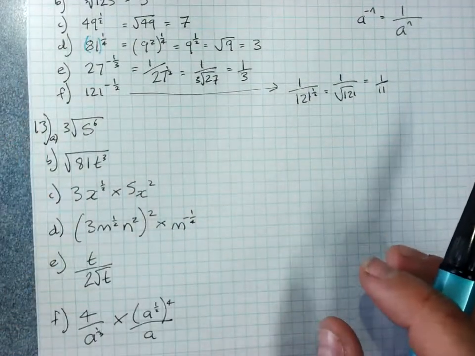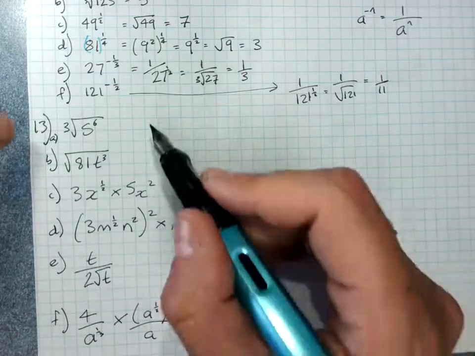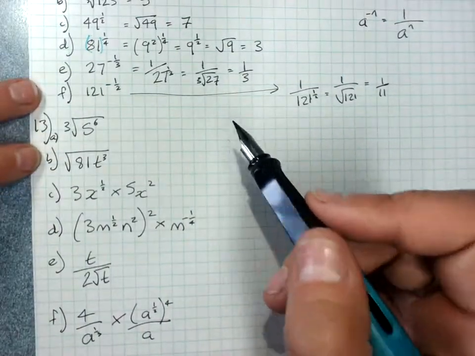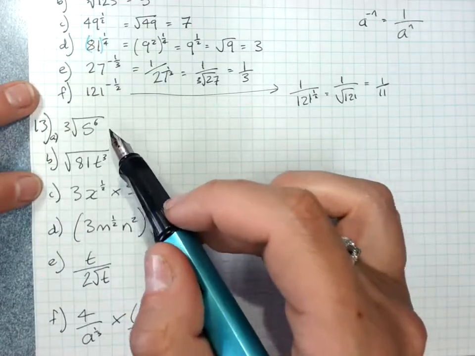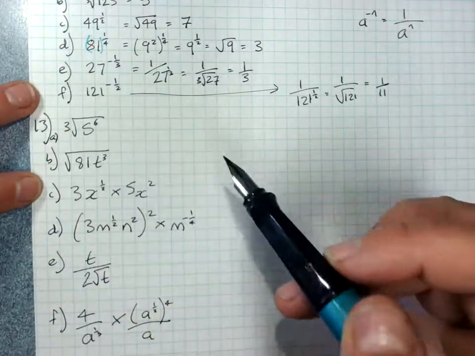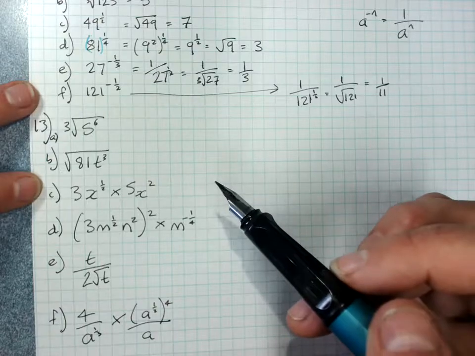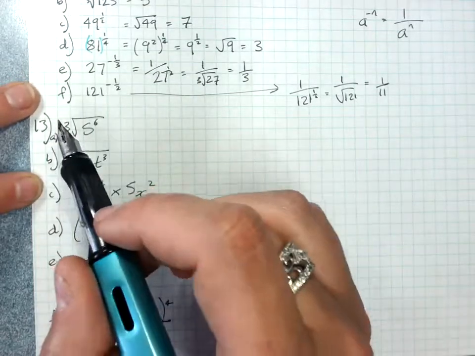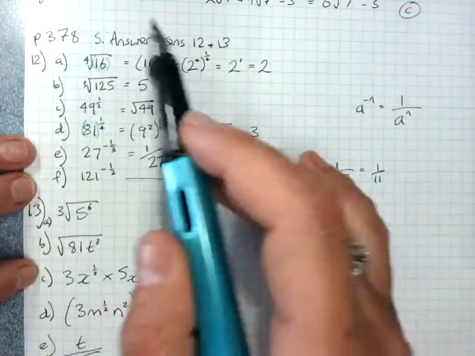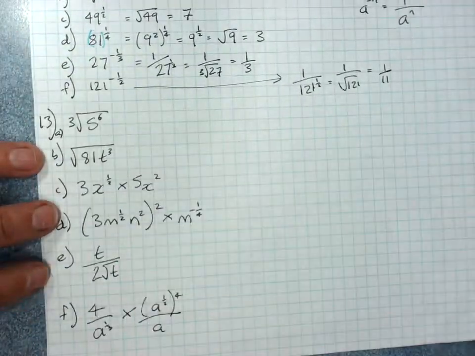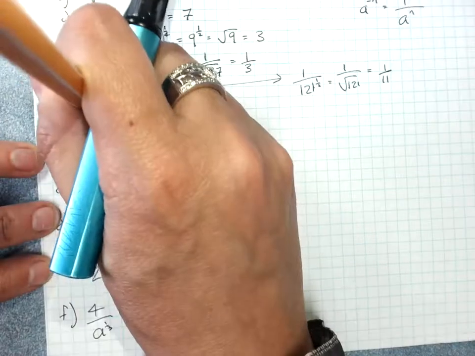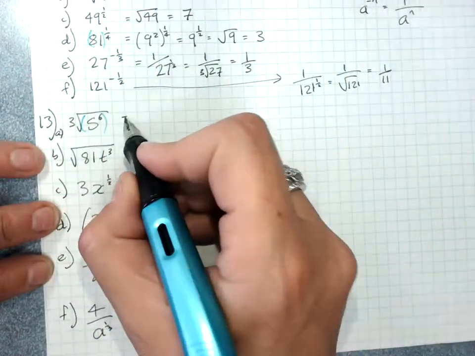Question 13, simplify expressing all answers in positive index form. That's saying you want to get out of surd form into positive index form. So here it was just evaluate however is useful. Here, definitely get into index form. Remember that things under the root go in brackets.